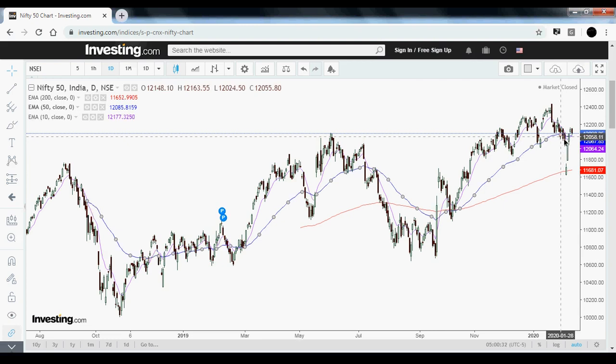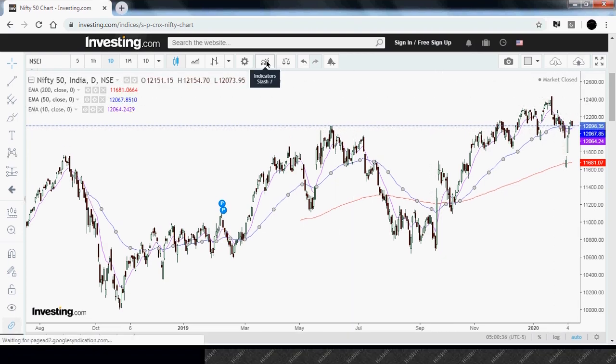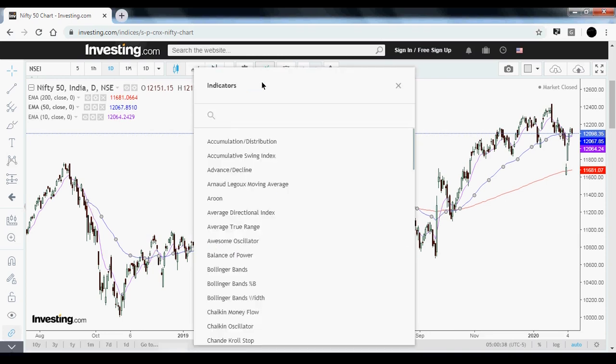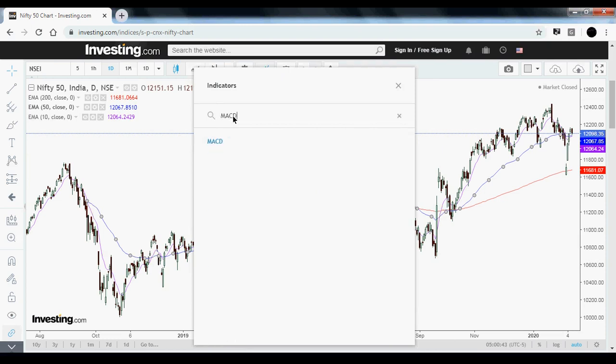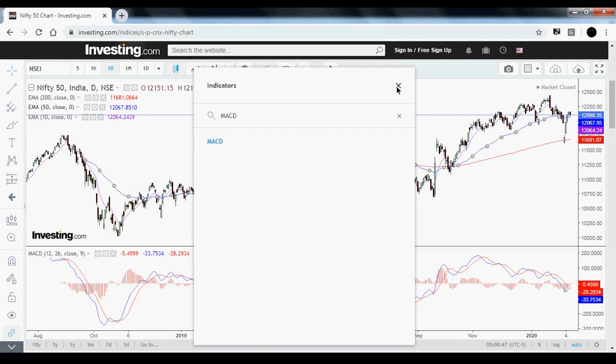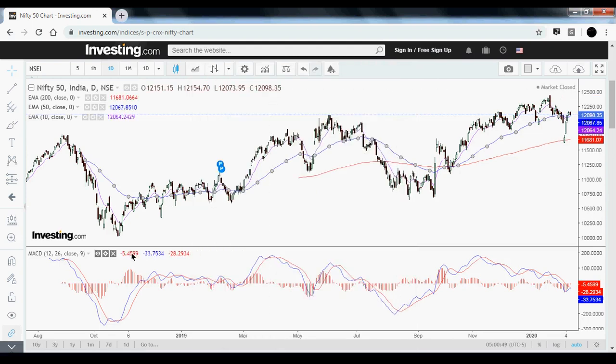If you see any momentum indicator, we'll see how the MACD was behaving here. So we looked at the price. What was the price telling? Price was telling that the uptrend is coming to an end, and we are getting some kind of downtrending move.